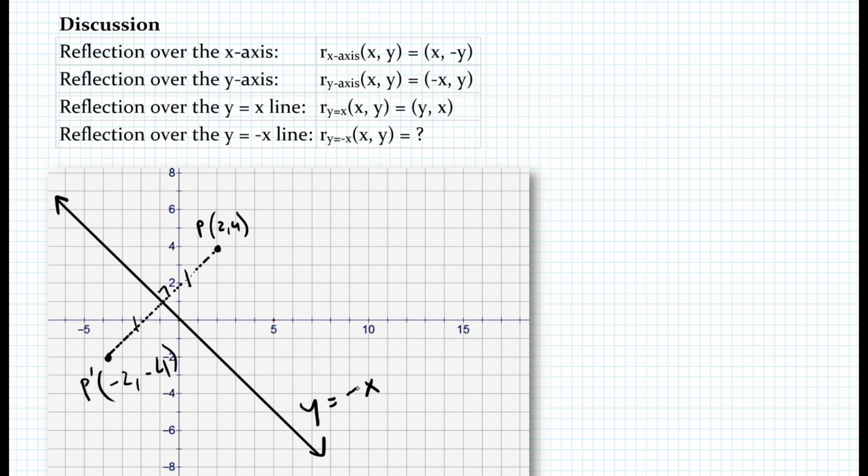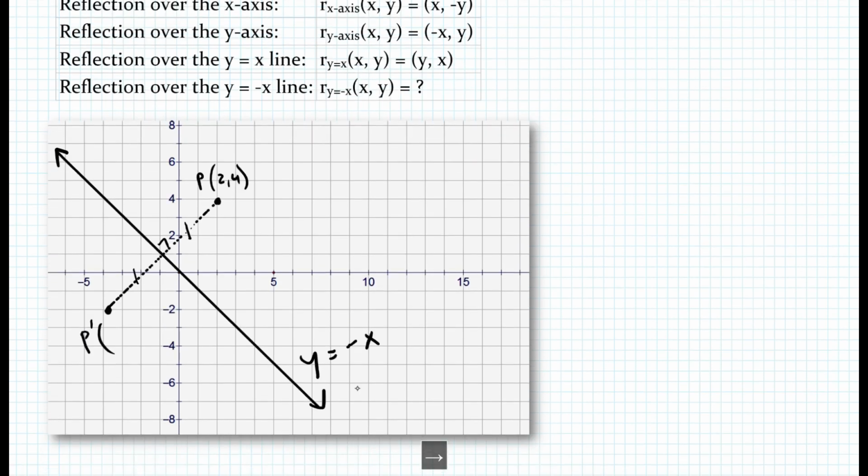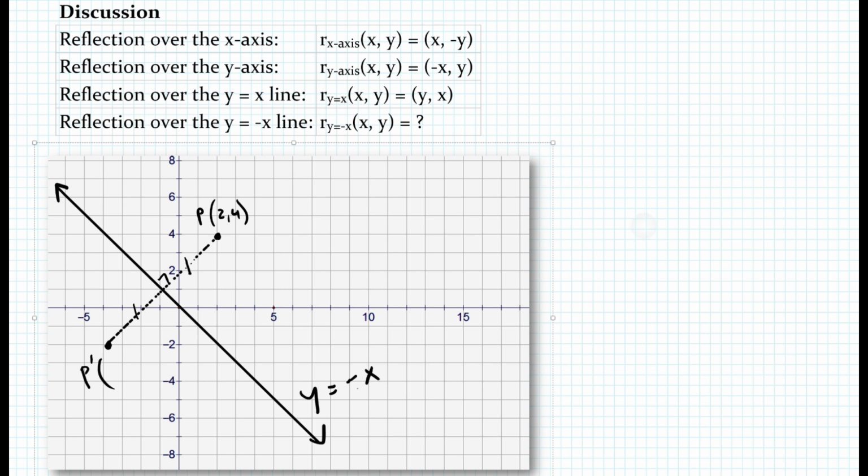So what do you notice here? Actually, the points here are going to be, so P prime is going to be at -4, -2. So what do you notice here? That not only are x and y swapped, but also negated. So as a matter of fact, this becomes -y, -x. And that's basically it, okay?